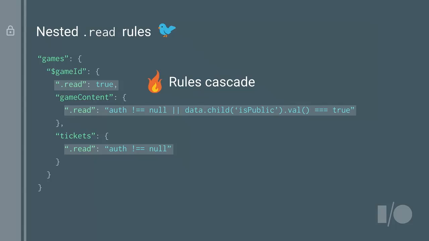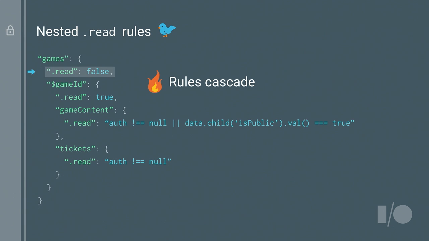So in order to read the data at games, game ID, game content, we actually would start at the top and look at the games node, and we would say, do we have a read rule here? And we don't, but we know that that just implies that we have a read false. And so we know that the read won't be allowed at that level because we don't have a read true. So then we move down to the next level in the parent hierarchy, and we go to game ID. Game ID does have a read rule, which evaluates to read true, and so the read will be allowed. And so we actually will completely ignore this game content read rule.